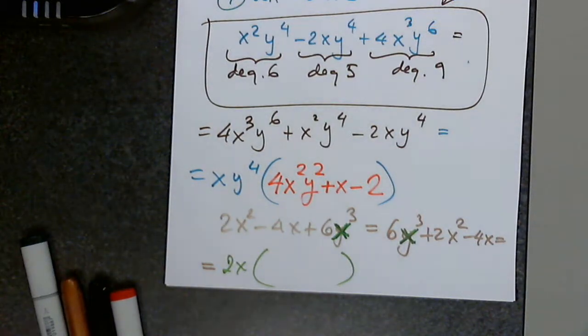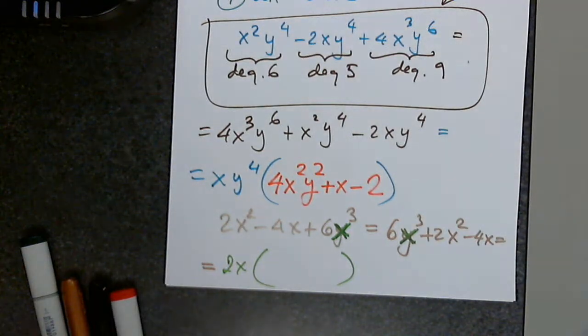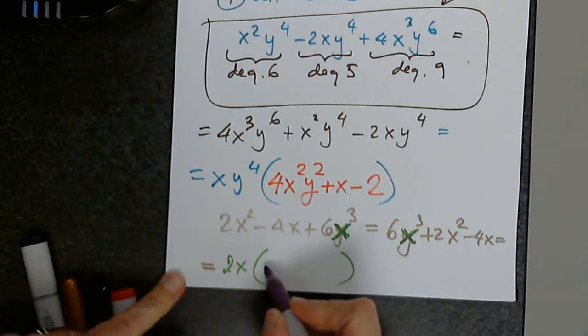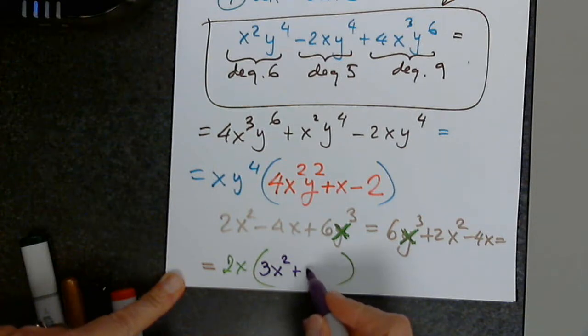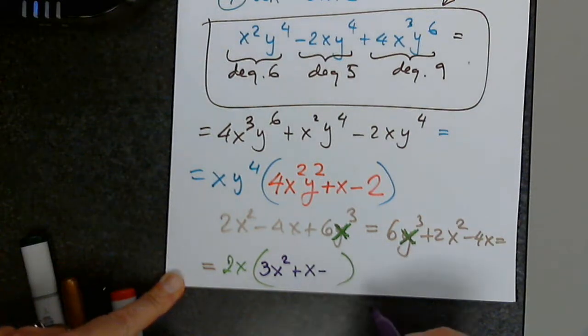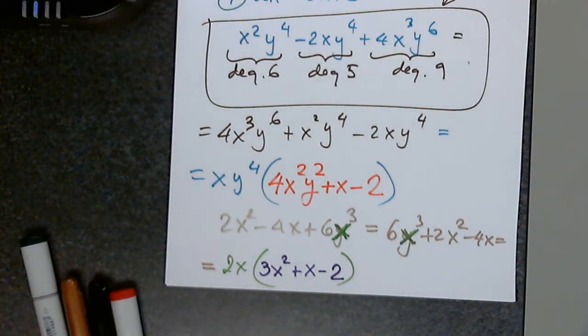Okay, so I have 6x cubed plus 2x squared minus 4x. Perfect. So now x is in common, and 2. So I have left what? 3x squared, very good, plus, very good, minus, minus 2. That's it. Very good.